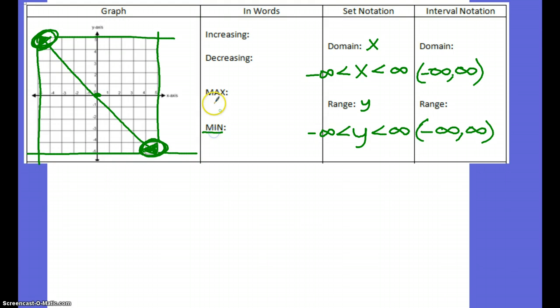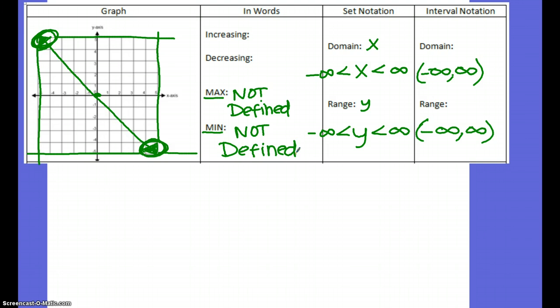So if we want the maximum, and the maximum is the highest point on your graph, since there's not an actual high point, it keeps going forever. In this case, the maximum is not defined. And if I wanted you to tell me the maximum, that's the answer you would tell me. Minimum is the lowest point on your graph. And in this case, it keeps going. So again, we're going to say that the minimum is not defined.